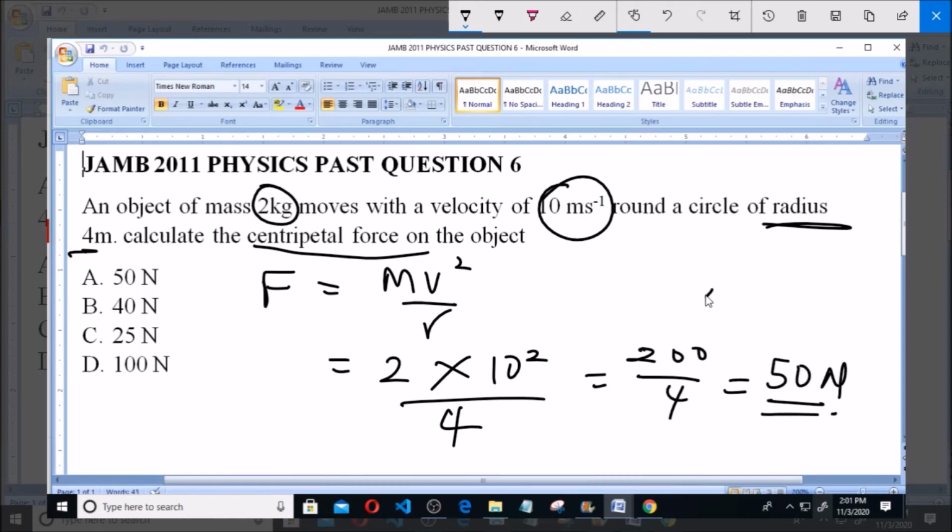50 Newton is option A. So option A is the correct answer to this question.